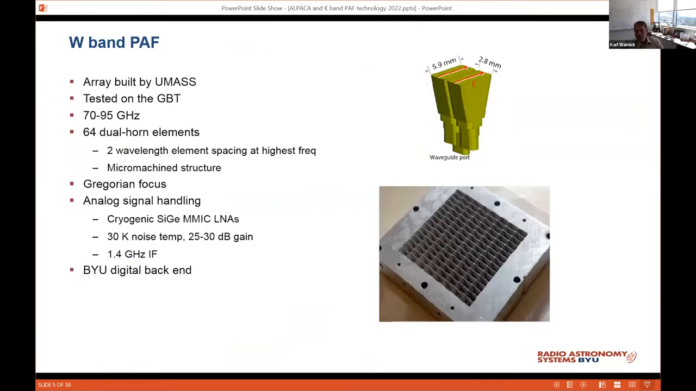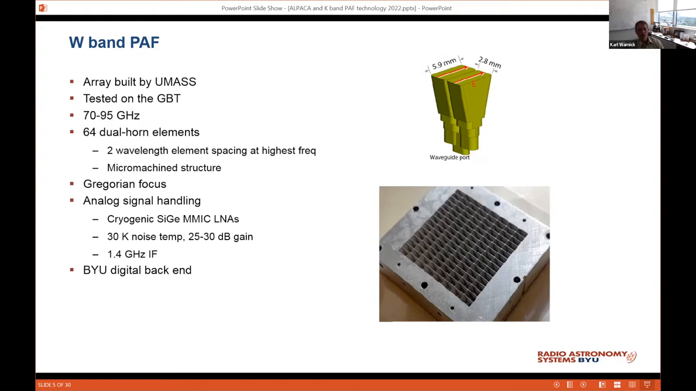BYU worked with the UMass to put a W-band phased array feed on the GBT, very much a prototype system. The UMass part was very impressive, micro-machined, the small size of the antenna elements and electronics was a significant challenge. The front end, I think, worked quite well.